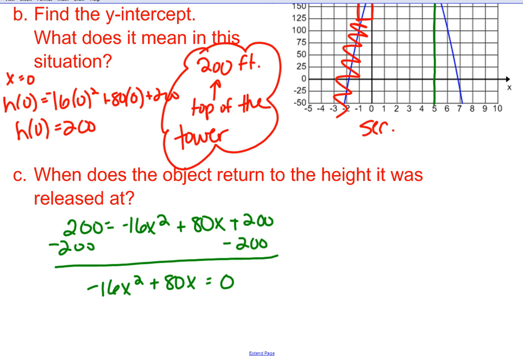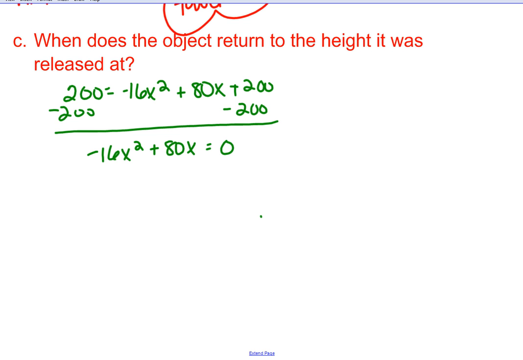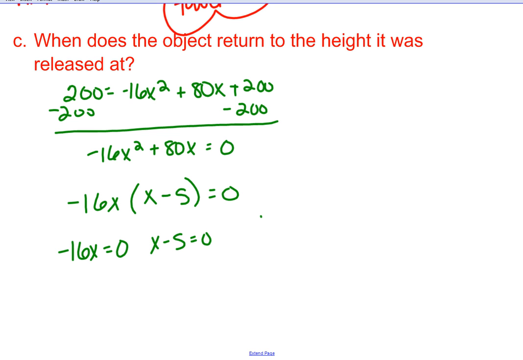Now, I could do the quadratic formula here. I think this seems like an easy problem for me to factor, though. And if I did the quadratic formula, just so you know, your a is negative 16, your b is 80, and your c would be 0, and that would work. I'm going to choose to factor this one. I'm going to take out the greatest common factor first, which is negative 16x. And when I do that, I get x minus 5. I set each factor equal to 0 and solve. So here I get x to be 0, and here I get x to be 5.